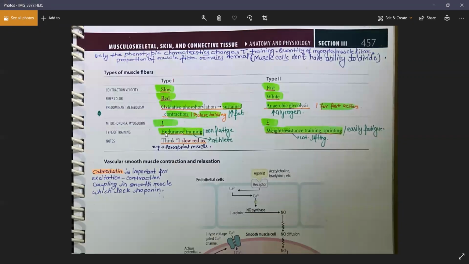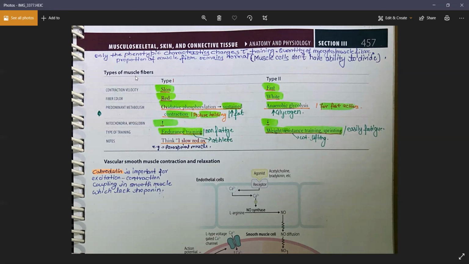Then you need to know about the muscle fiber. Can anyone tell me what the muscle fiber is? The muscle cell. A muscle cell, exactly. A muscle cell is known as the muscle fiber, right? And this muscle fiber contains these sarcomeres, multiple sarcomeres, cytoplasm, all these organelles. So this constitutes the muscle fiber.